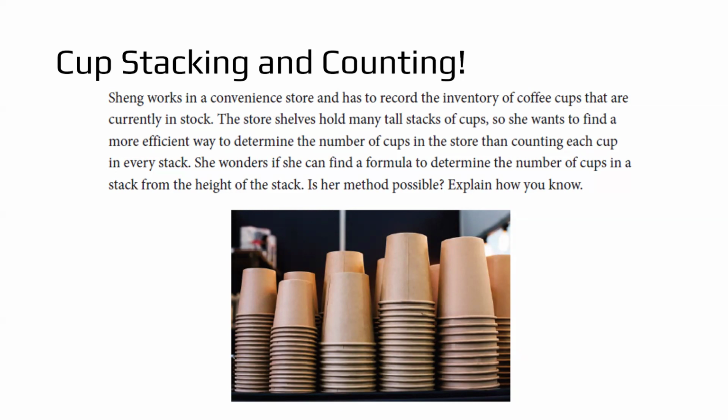All right. So we're going to popcorn read this. One person reads one sentence, then another person reads the next sentence. So I'll get us started, and when I finish my sentence, someone else has to be up. Got it? All right, so it says, Shing works in a convenience store and has to record the inventory of coffee cups that are currently in stock.